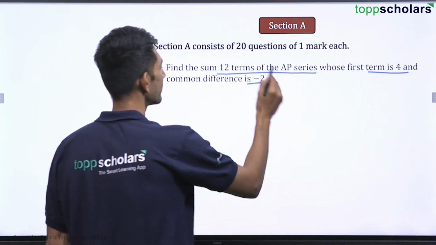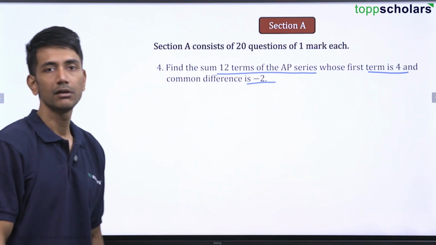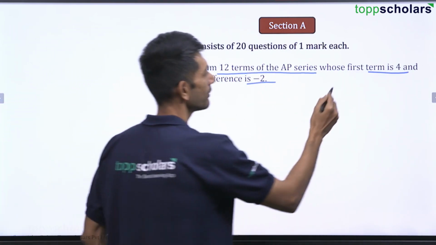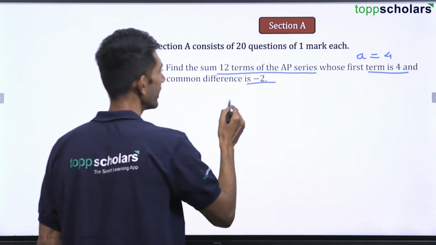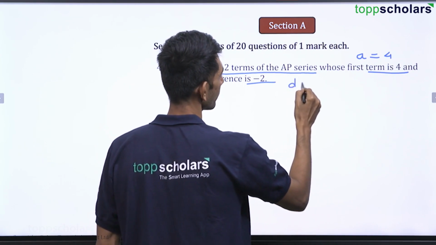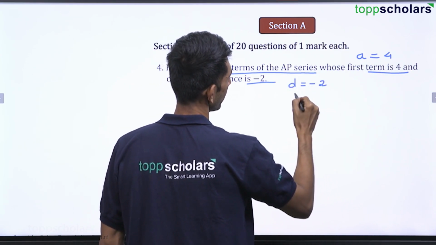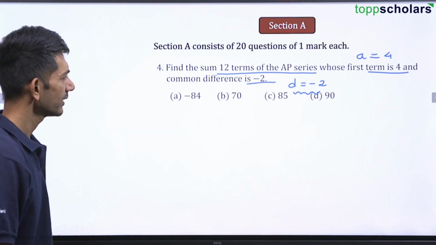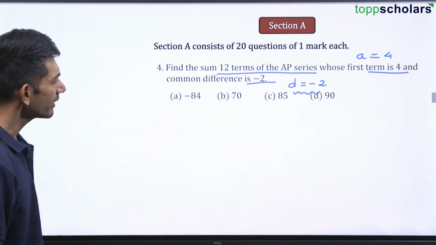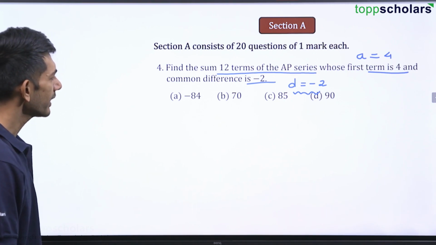the common difference is minus 2. First term as we know is denoted by small a, right? First term is 4. The common difference D is given. D is negative 2. And the 4 options are given. I hope the options are clear. Minus 84, 70, 85 and 92.